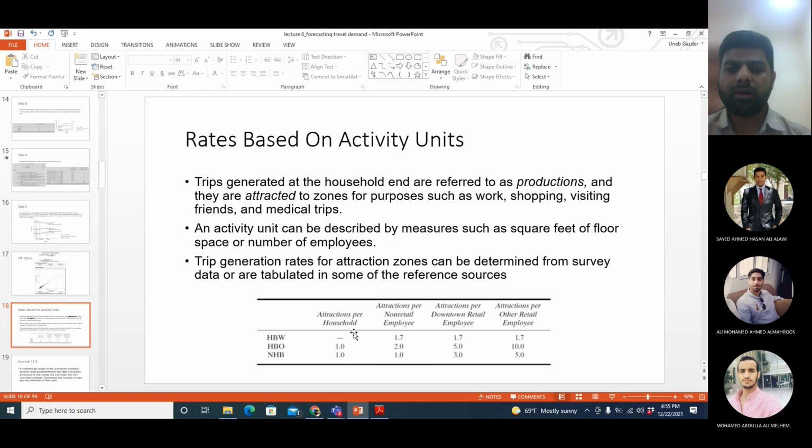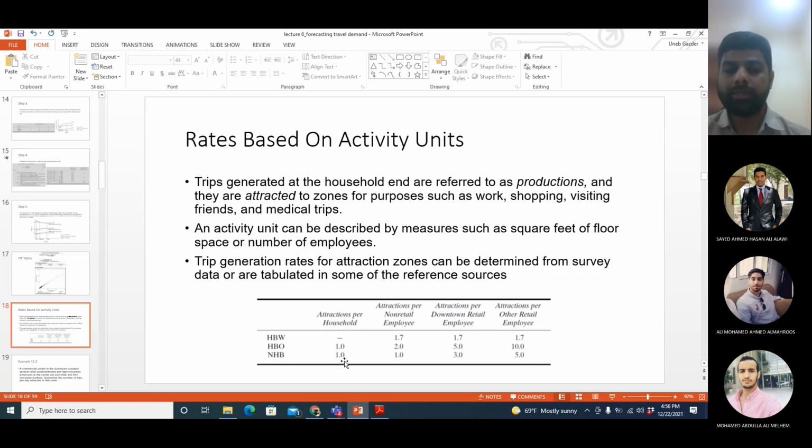So if your area has households, then home-based work trips will be nothing. Home-based other trips, the rate is 1, and non-home-based trips, the rate is 1. These are all rates: the trips attracted towards your area per unit. Here it is per household. So how many trips will be attracted towards your area per household? For home-based work, nothing. For home-based other, 1.